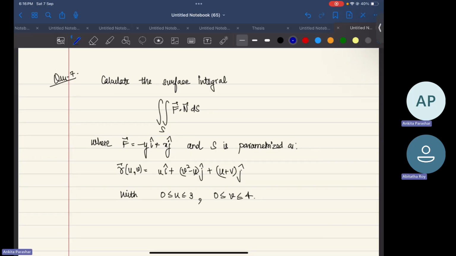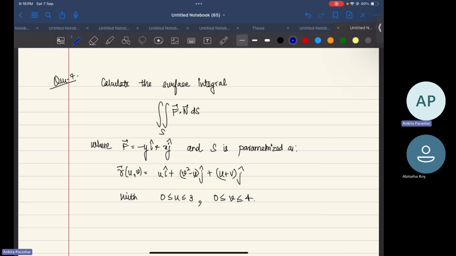Okay, so let's just compute the surface integral. What I want to say is, just a moment. Am I getting confused with something?